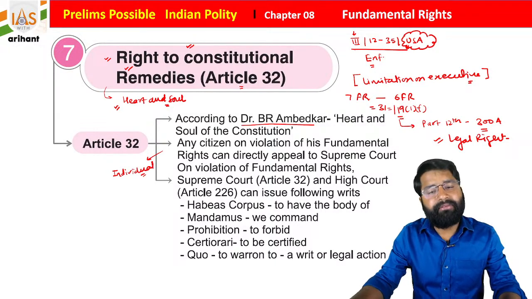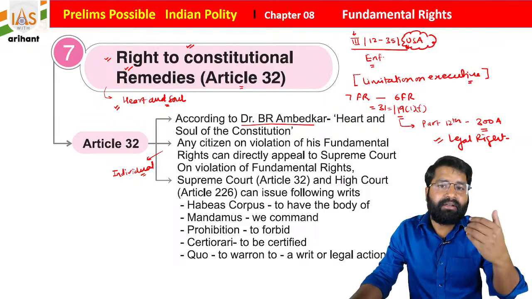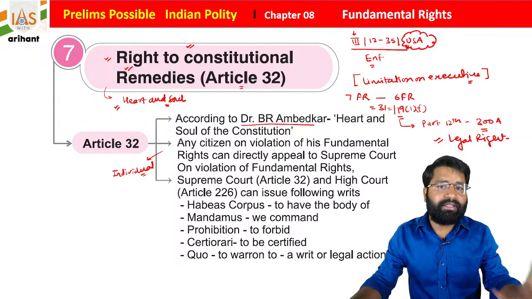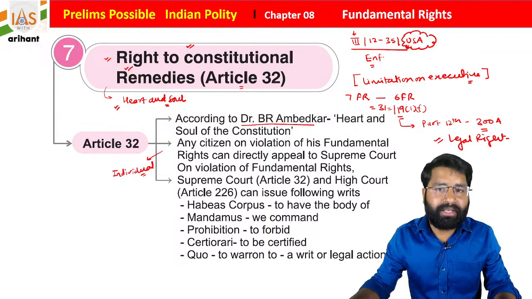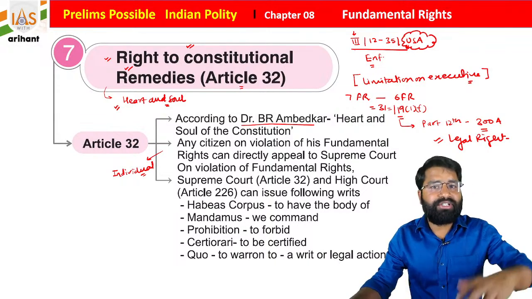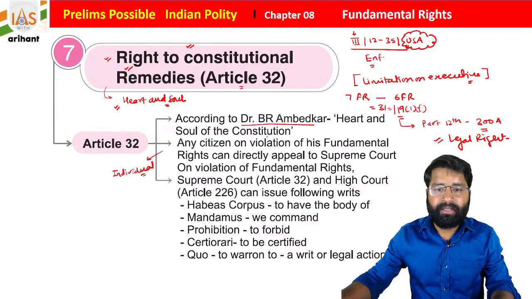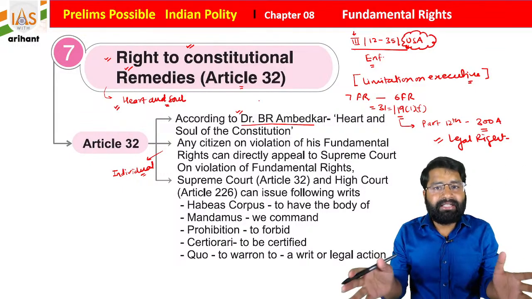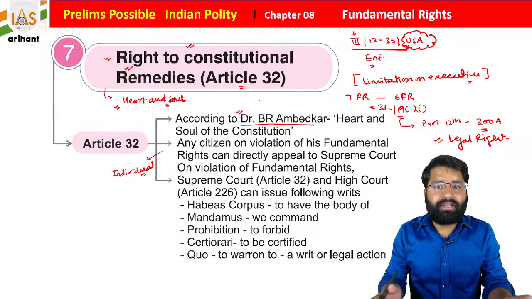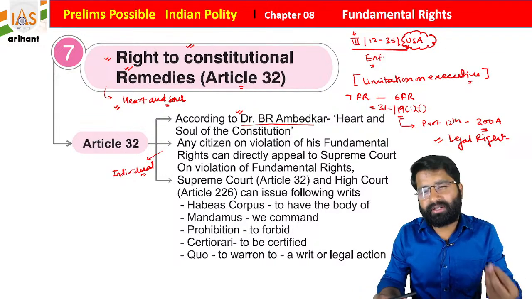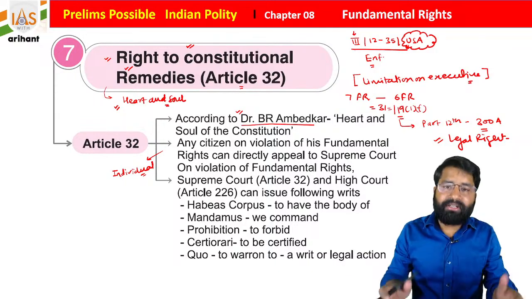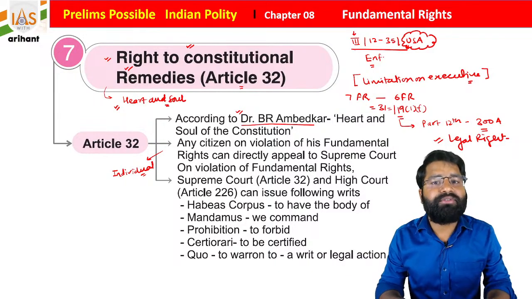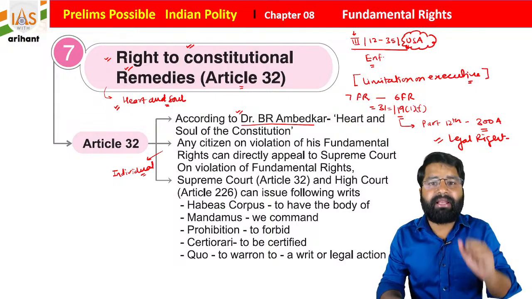Okay, so if a single person's fundamental right is deprived or violated, in that case he or she can directly reach the Supreme Court. That's why, if this right is not there, the other rights are just for show; they are not going to be used. For implementation, Article 32 is very important. There is a check and balance.